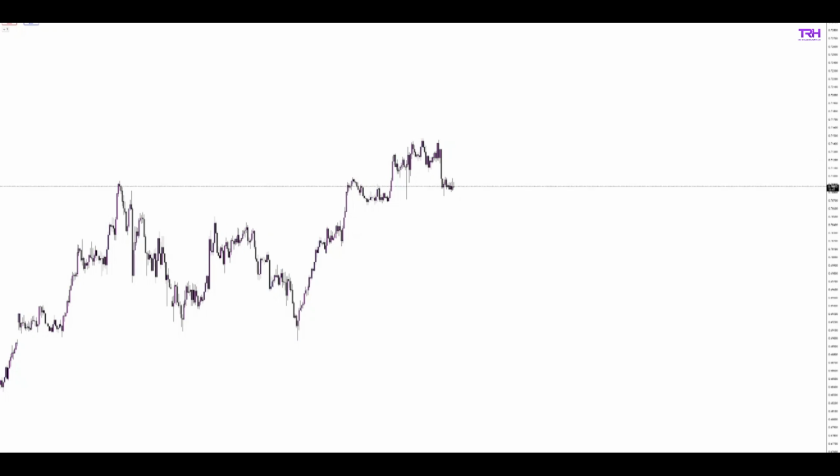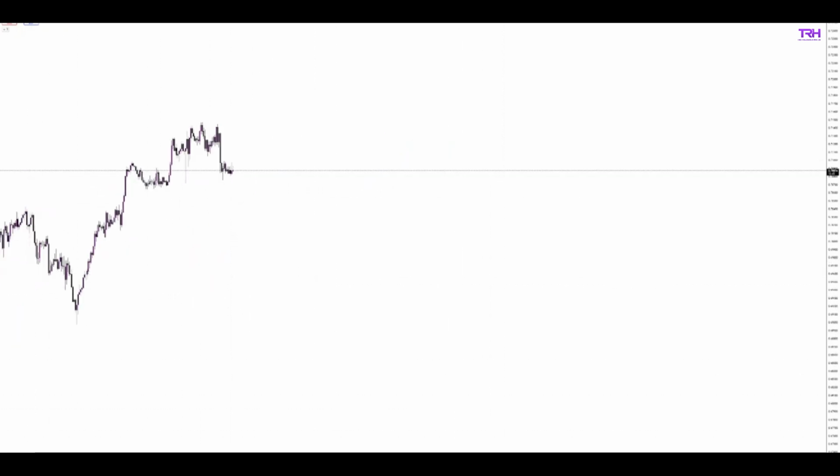Number one, we have the order block. Number two on the list, we have fair value gaps, which is FVG. We all know it as FVG, fair value gaps.